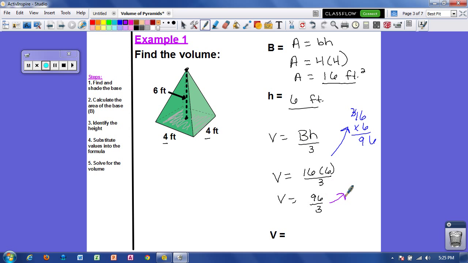And again, I'm just going to come out to the side here and work that out. Remember, top dog goes in the house. 3 goes into 9 3 times. And 3 goes into 6 2 times. So our final volume we get 32 feet cubed.